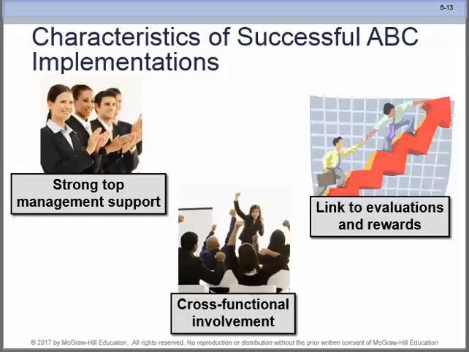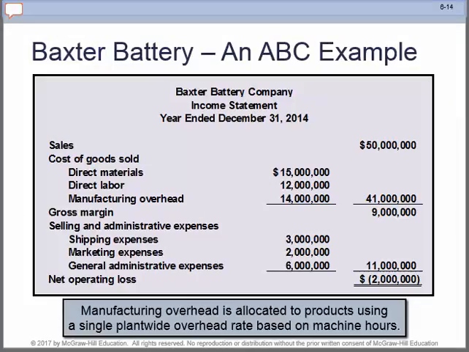So we're going to now look at how to implement ABC using a company called Baxter Battery. Here's their income statement for the year ending 2014. This company makes a couple different types of automobile batteries: Sure Start, which is standard, and Long Life, which is a higher quality battery. And the company has reported its first loss of $2 million as shown on this income statement.